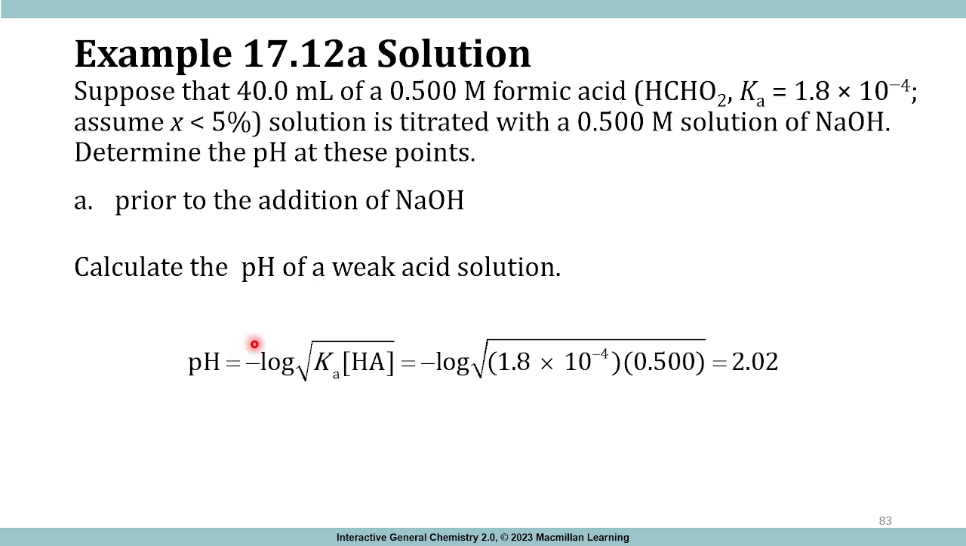In which case, you would take the negative log of the square root of the Ka value, which is right there, substitute that in, times the concentration of your weak acid, which is 0.5, because we haven't added anything to it. So we do 0.5 times that number, take the square root, then take the log of that number. That's going to give us negative 2.02, because I never said the negative part. But after you multiply by negative 1, you get this number. Okay? 2.02. Everybody good with that?